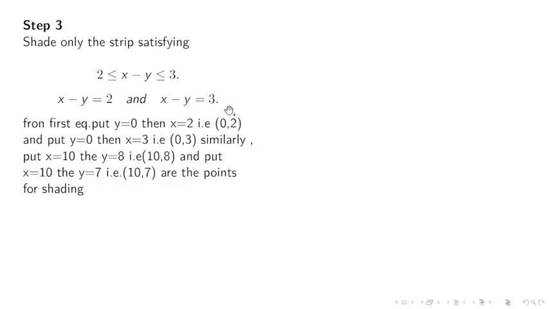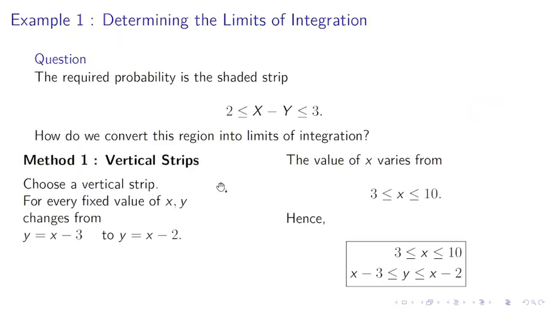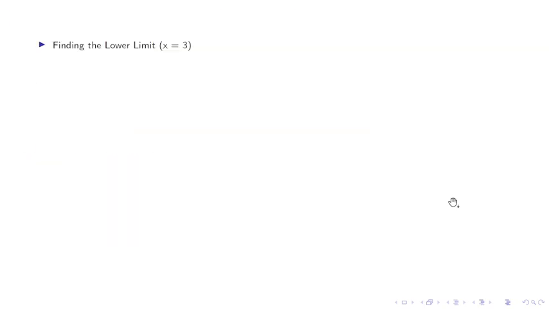Here y is equal to x minus 3. From this equation y is equal to x minus 2. So this is the region for y, and we can decide the range of x here. This is 3 to 10. I have given a detailed explanation for finding the lower limit x is equal to 3.